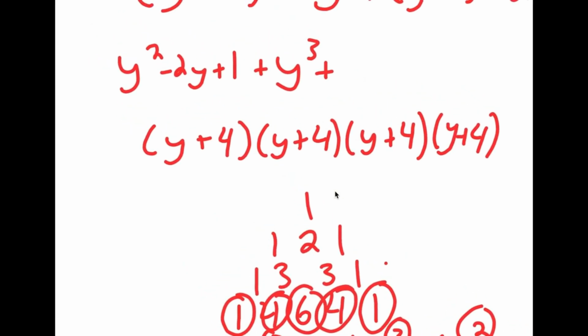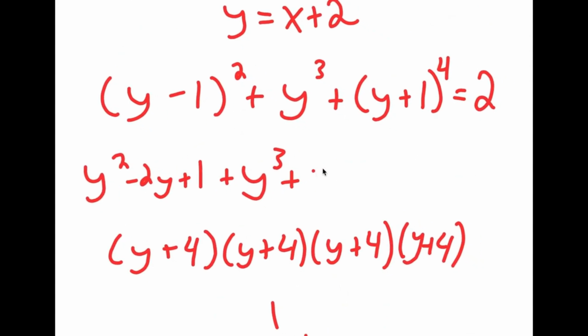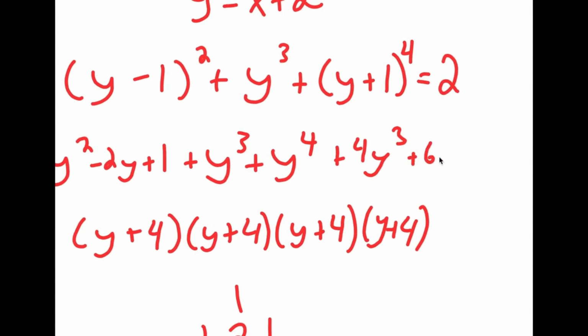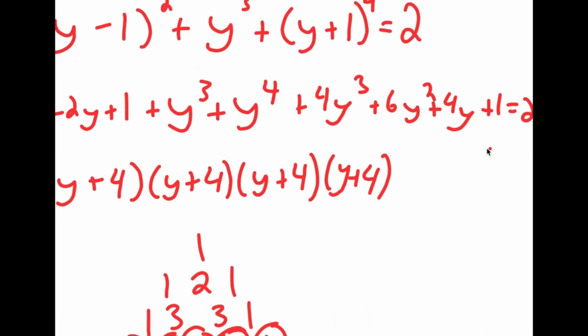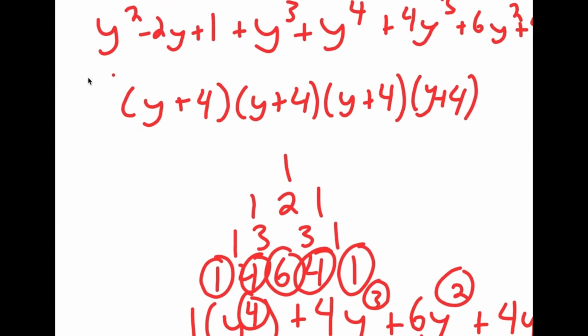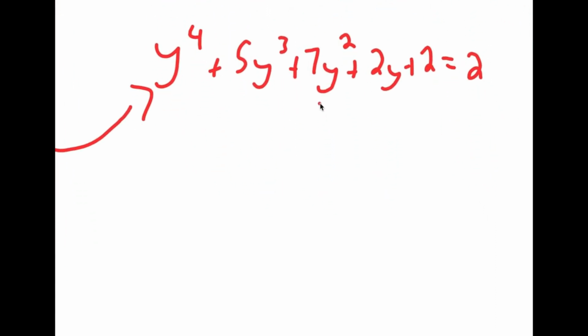I'm going to go back over here and write this. So I have y^4 + 4y^3 + 6y^2 + 4y + 1 = 2. Now I'm going to bring this down here, and I'm going to simplify it to y^4 + 5y^3 + 7y^2 + 2y + 2 = 2. All I did was combine like terms.